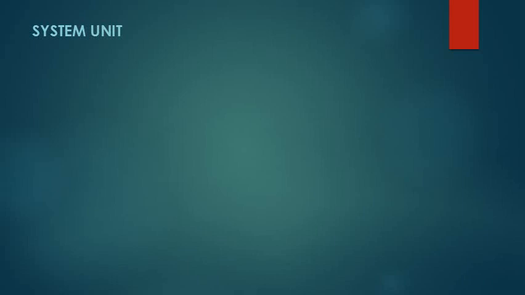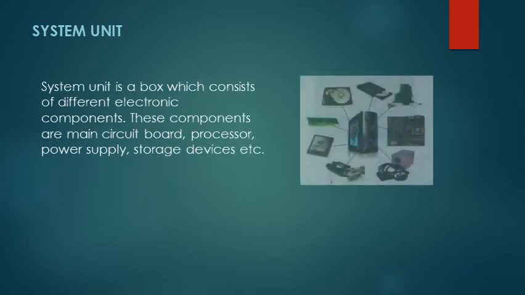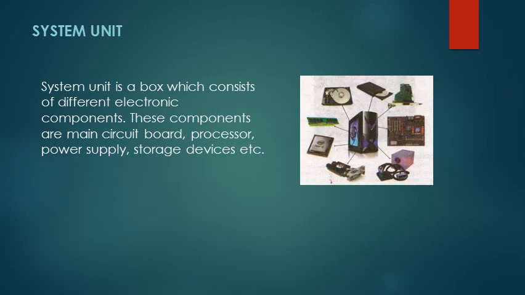Our first device is the system unit. System unit is a box which consists of different electronic components. These components are main circuit board, processor, power supply and storage devices. In other words, except input and output devices, all remaining devices are normally placed inside the system unit. In the figure, you can see a system unit.